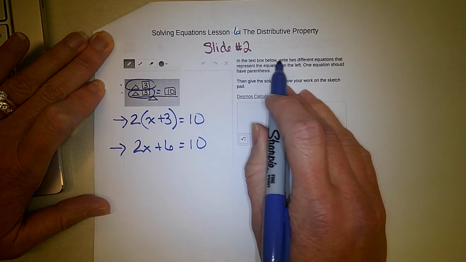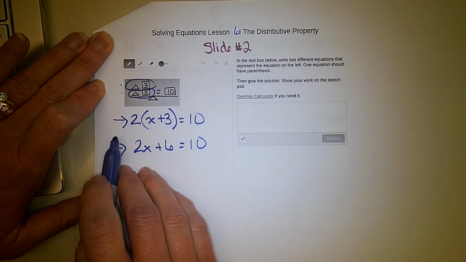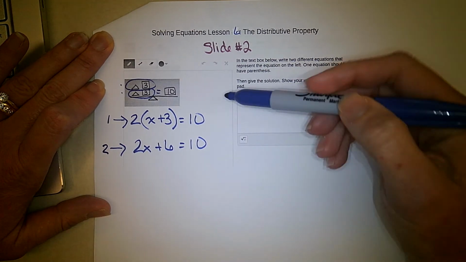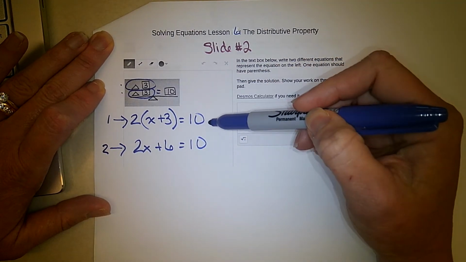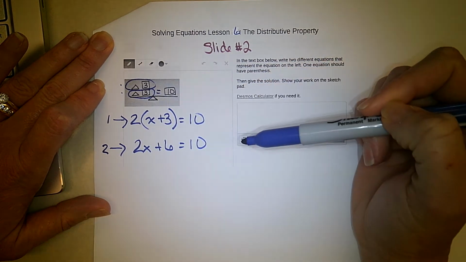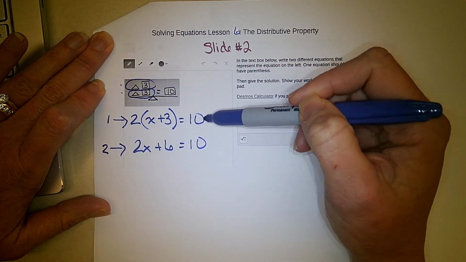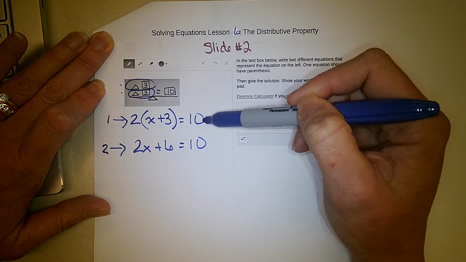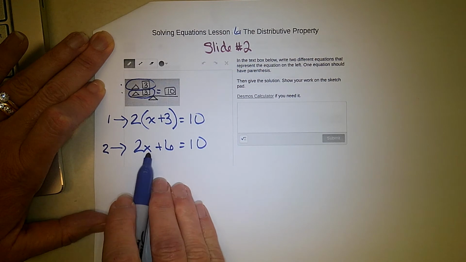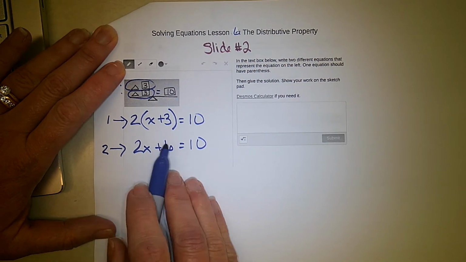If you look over here, it says in the text box, write two different equations. Well, here they are. Here's equation 1. Here's equation 2. We're showing you this in reverse so that you can see what this looks like mathematically. These represent the same thing. You don't have two equations to solve. You've actually only got one to solve because they're equivalent. This one's the easier one because it's a two-step equation.